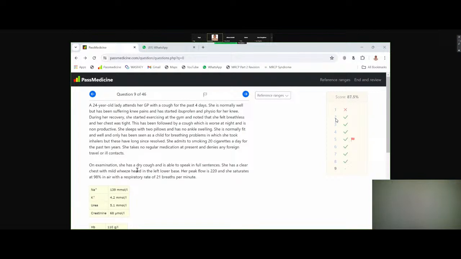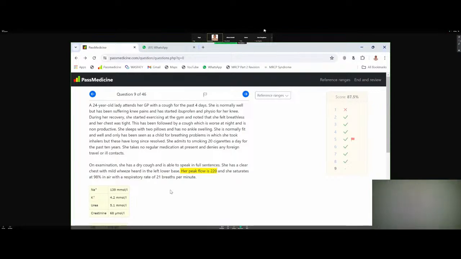On examination, she has a dry cough and is able to speak in full sentences. She has a clear chest with a mild wheeze heard in the left lower base. Her peak flow is 220 and she saturates at 98% in air with respiratory rate of 21. So the peak flow is low, by the way. Restrictive lung disease, or some other problem, maybe asthma.